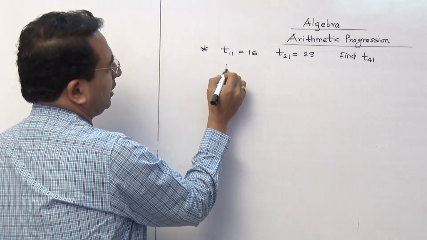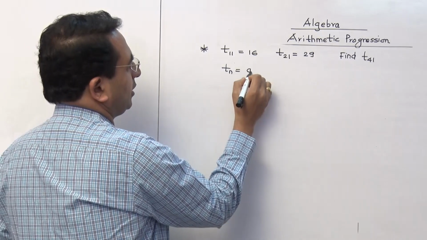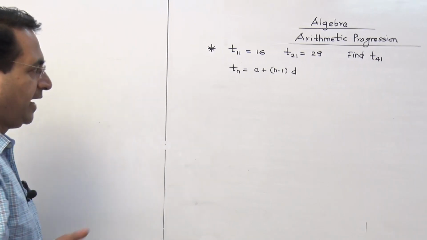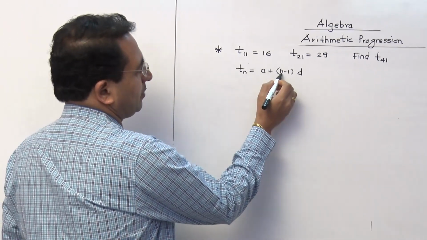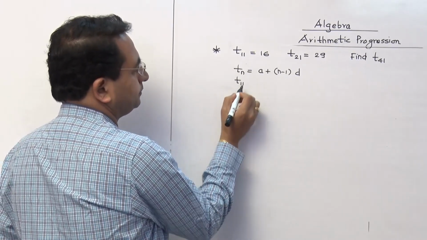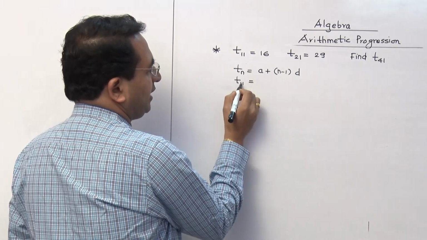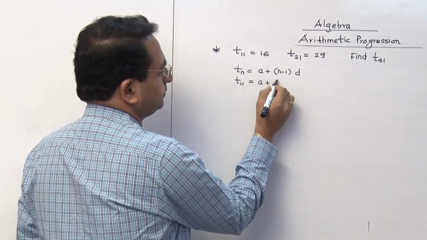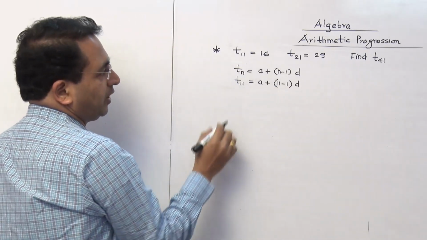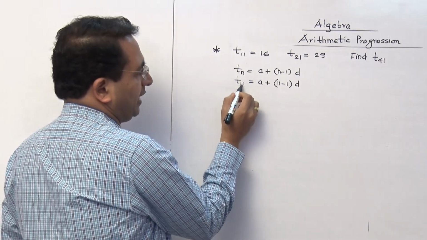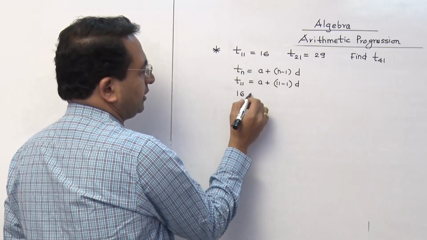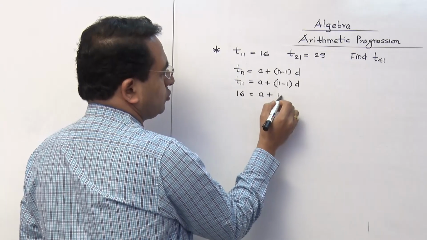So I am writing a formula Tn. Tn is nothing but A plus N minus 1 into D. Now they have given T11. So I am writing T11 here. T11 is nothing but A plus 11 minus 1 into D, which we don't know. But now, after putting the value of N as 11, T11 they have given as 16, that is equal to A plus, this is going to be 10D.